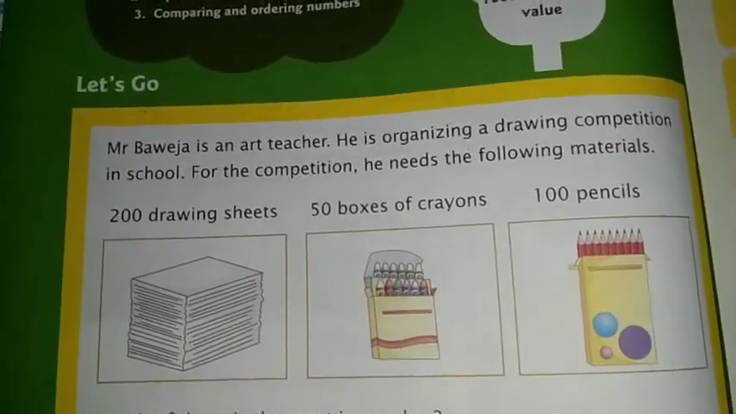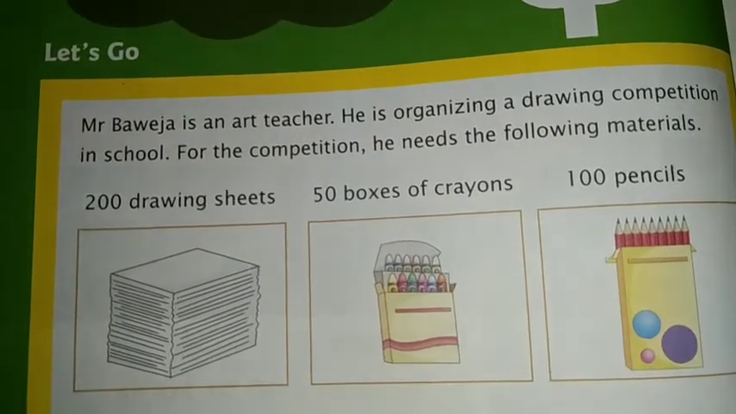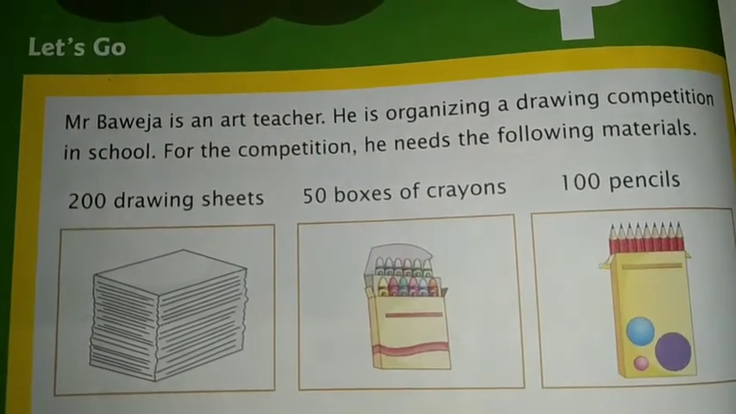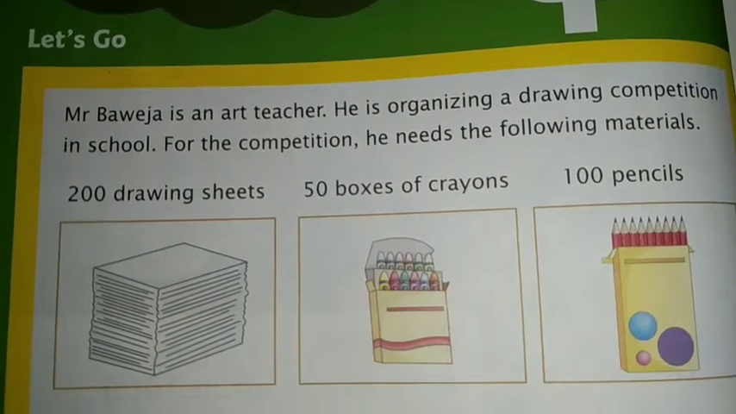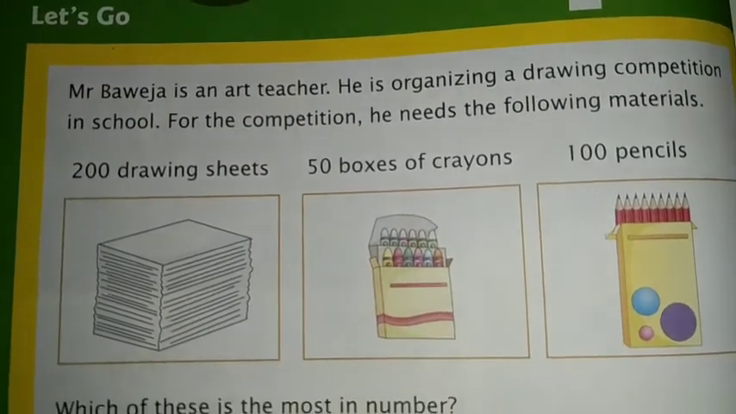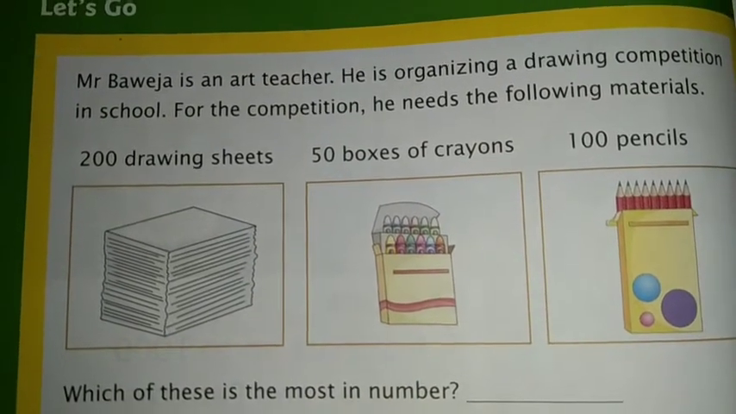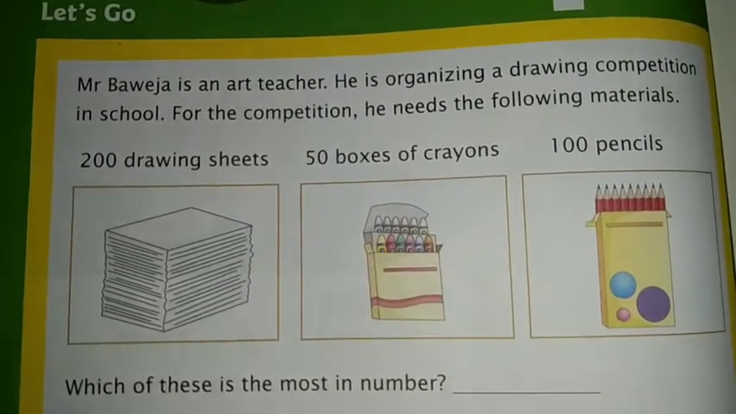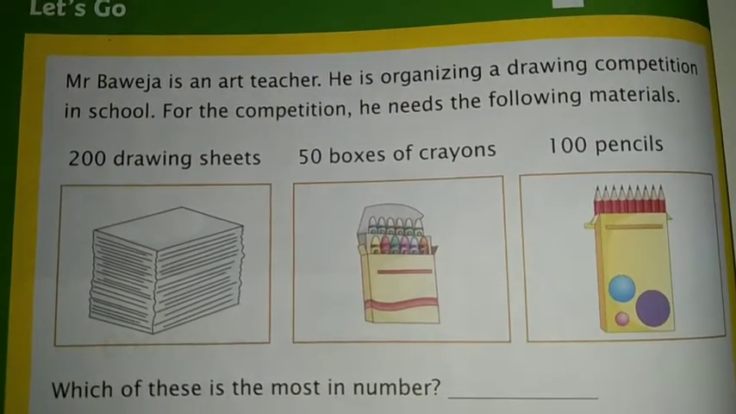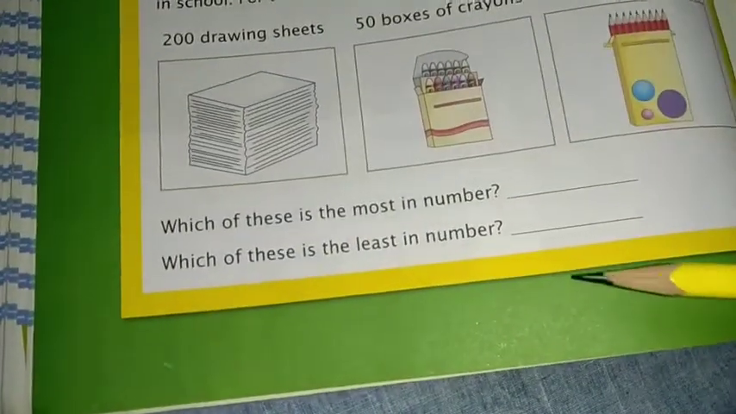In the Let's Go exercise, you can see that Mr. Vaveja is an art teacher. He is organizing a drawing competition in school. For the competition, he needs the following materials. You can see pictures of some drawing materials given: drawing sheets 200, 50 boxes of crayons and 100 pencils. And below that some questions follow.